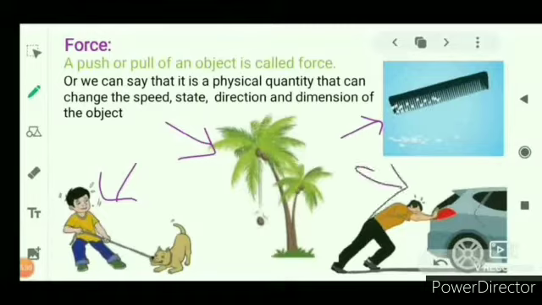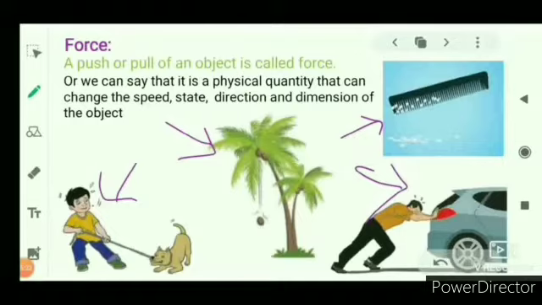In this figure we can see that a man is pushing a car, means man wants to change the position of the car. So we can say that force is a physical quantity. Physical quantity means a quantity that can be measured. Force का measure कर सकते हैं. It is measured in the units of Newton, named after the scientist Newton. So force is a physical quantity that can change the speed, state, direction and dimension of the object.